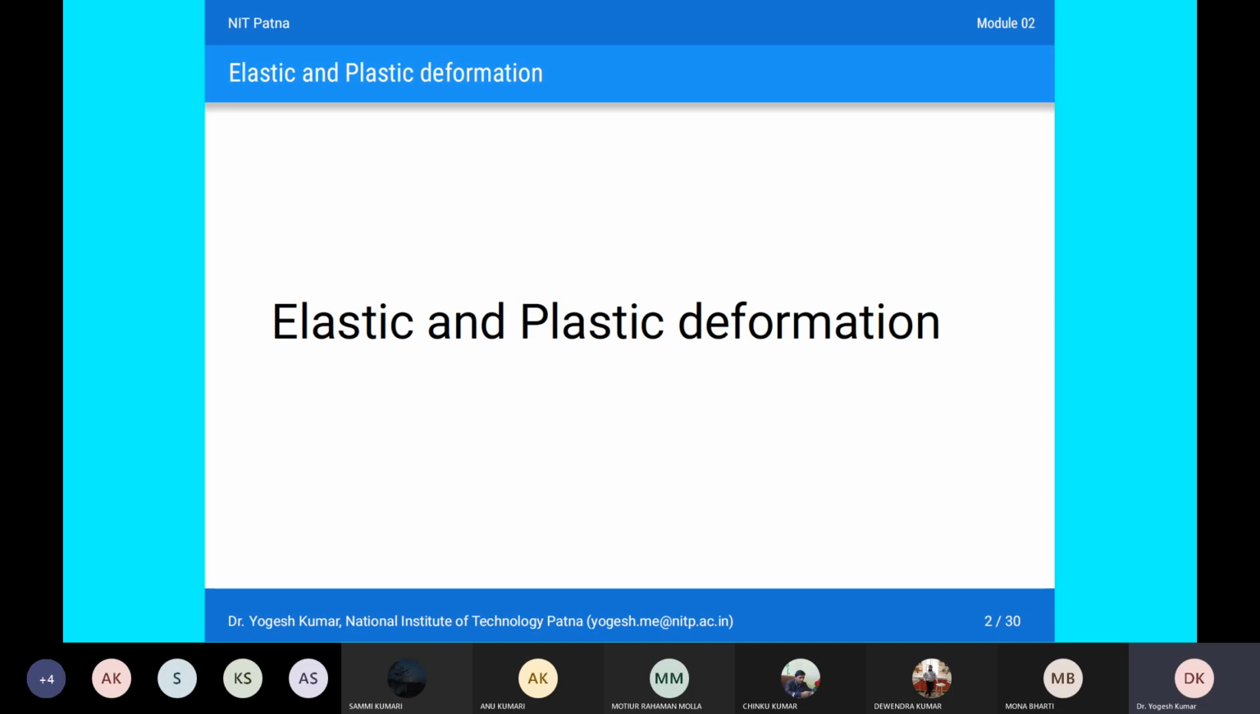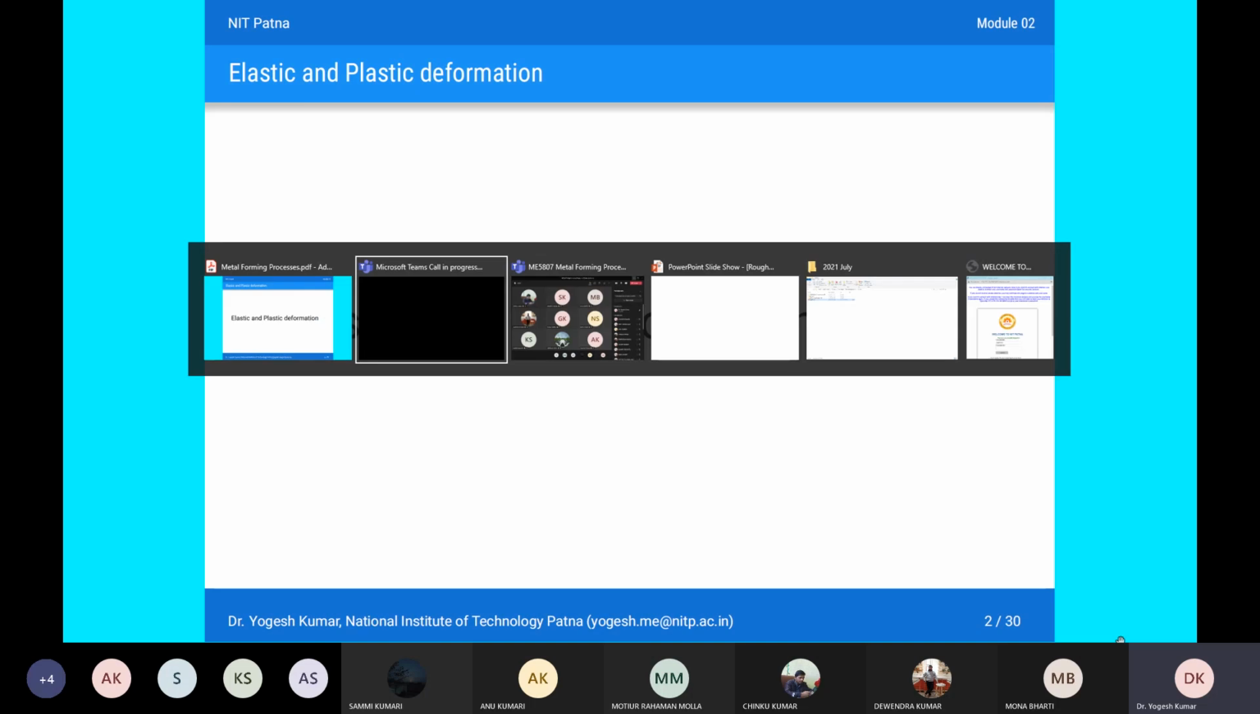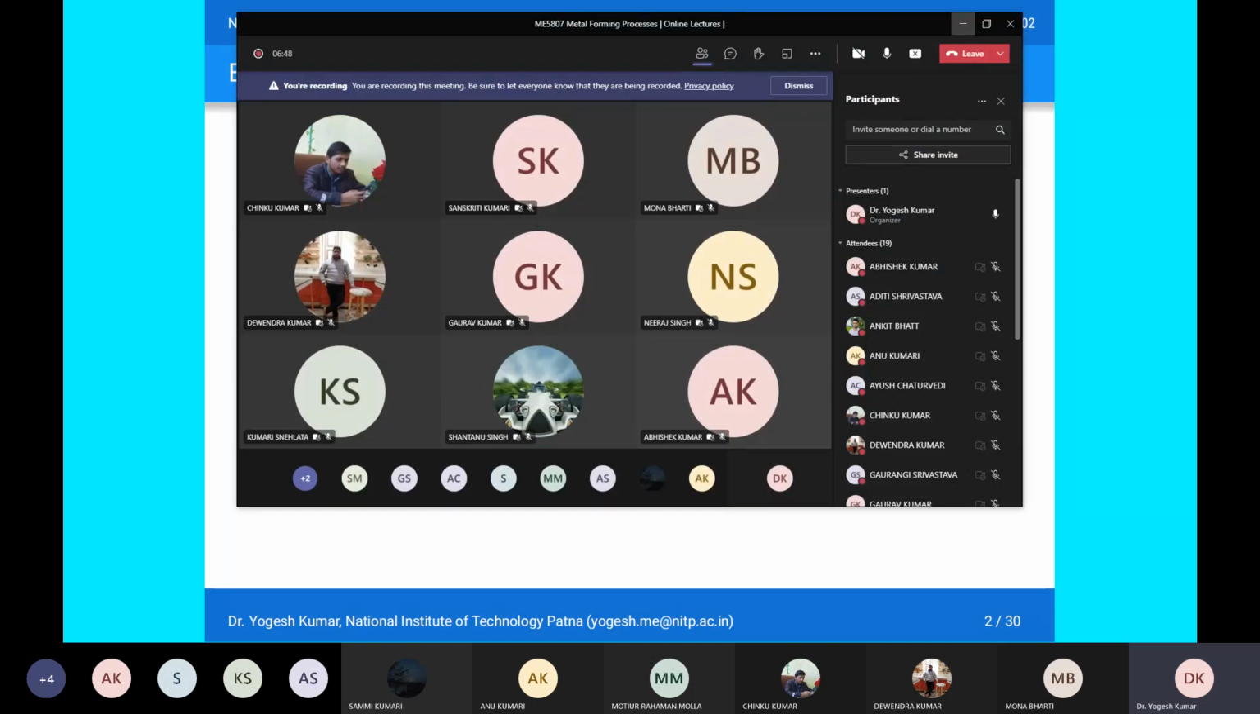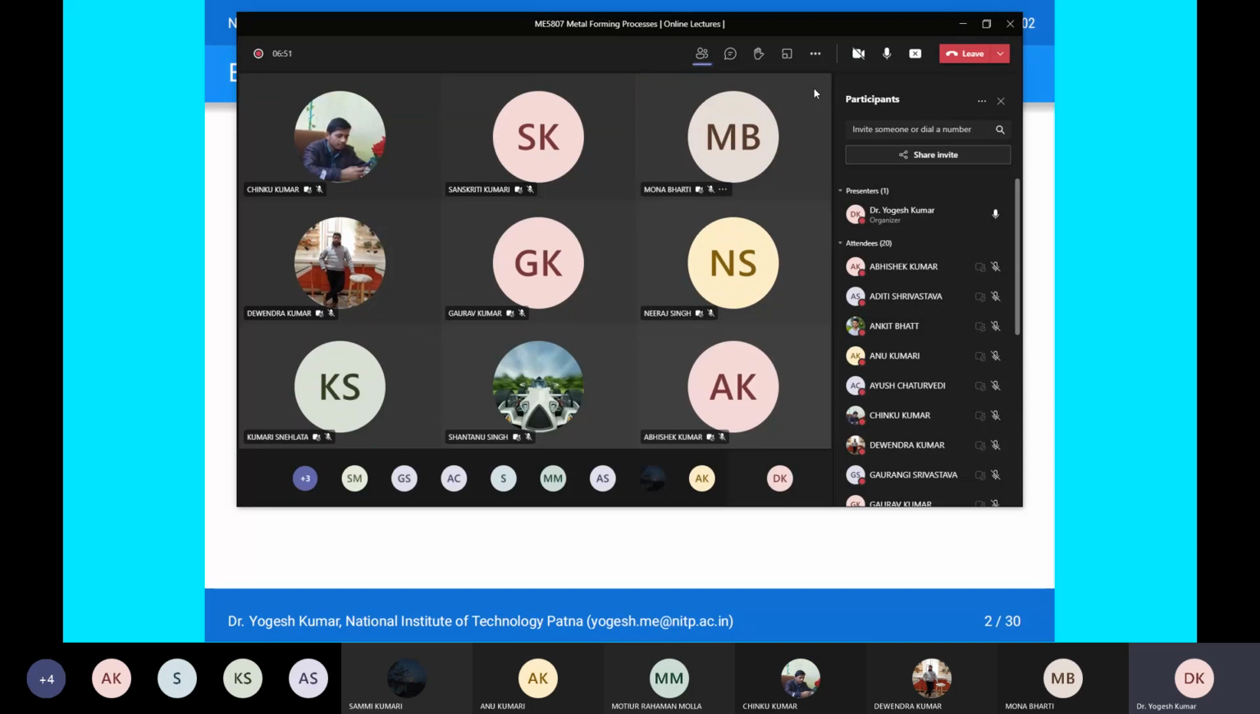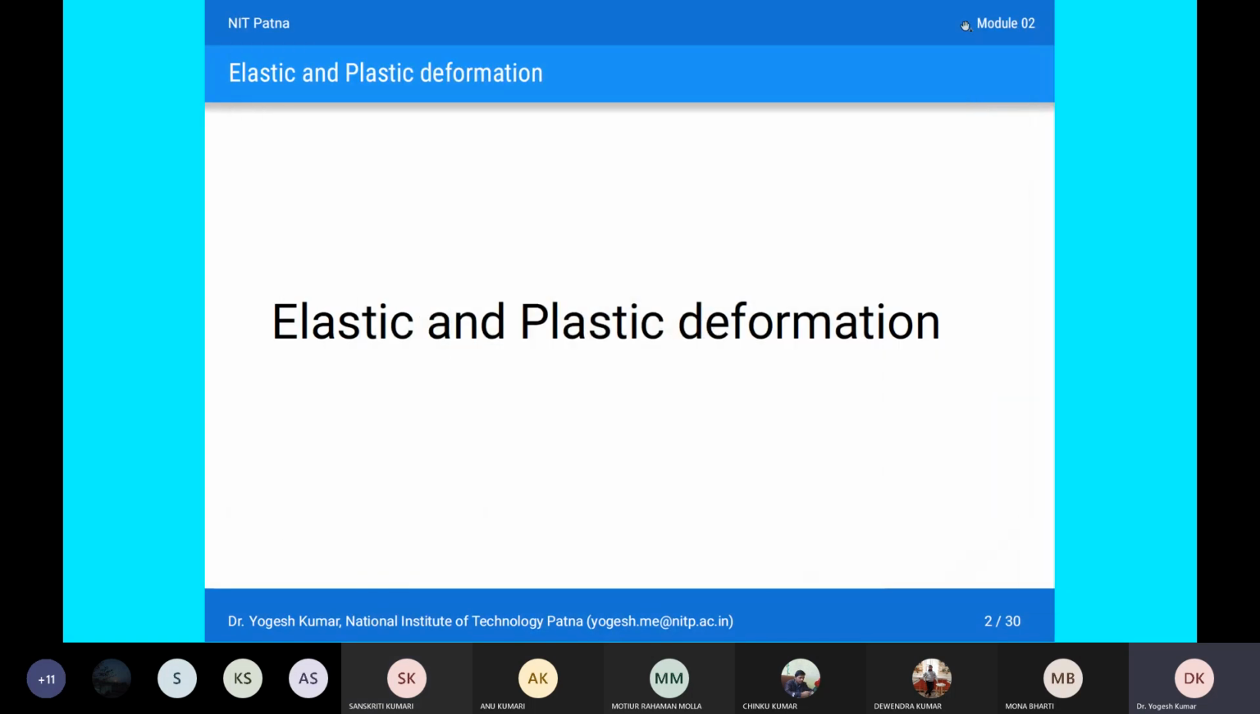Let me ask one thing. I wanted to know whether you have done any tensile test in your past classes, like in a laboratory or any other place. Have you carried out any tensile test? Yes, sir. In which subject? Strength of material lab. Okay, very good. I was expecting that it might have been carried out.